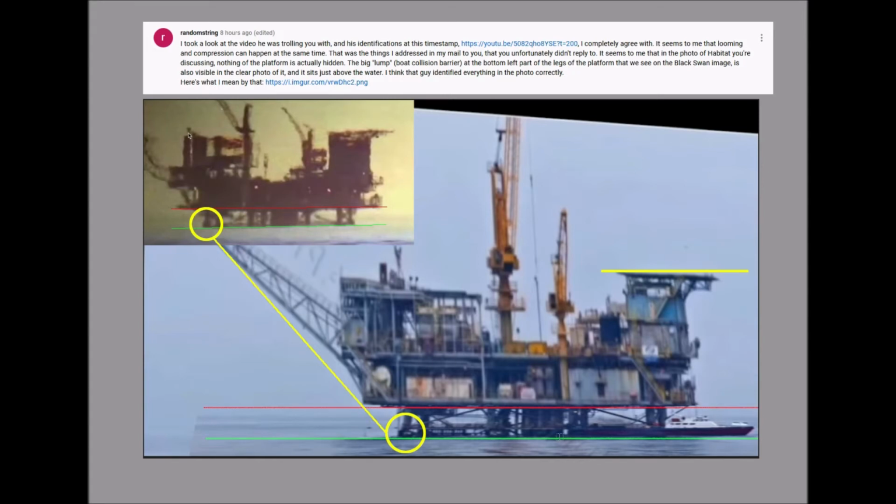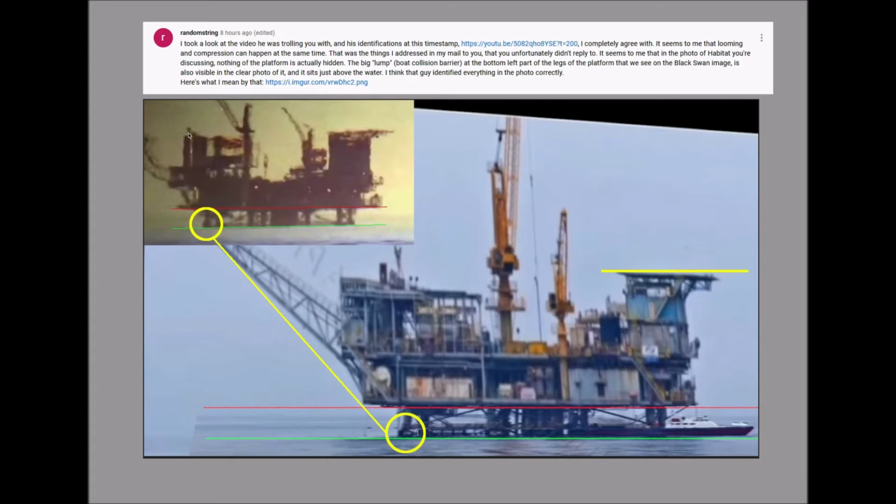Bob had said that the substructure below the boat landing deck, which we see in the bottom image, is hidden by water, which we see in the top image. Random String is saying, no, it's not hidden. The big lump, the boat collision barrier, at the bottom left part of the legs of the platform that we see on the Black Swan image, and Random String has circled that in yellow in the upper left here, is also visible in the clear photo of it, and it sits just above the water.